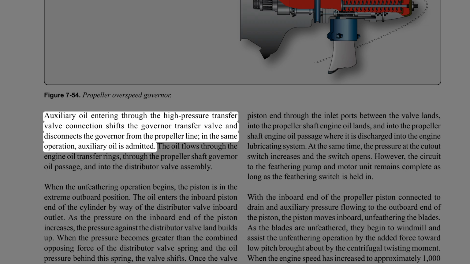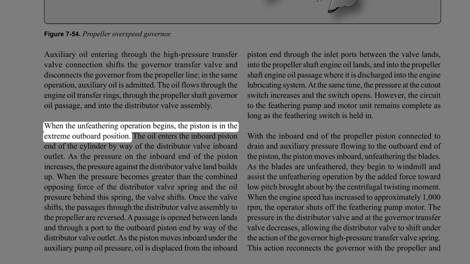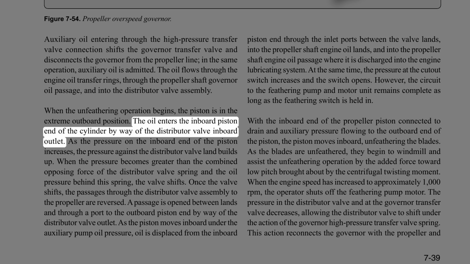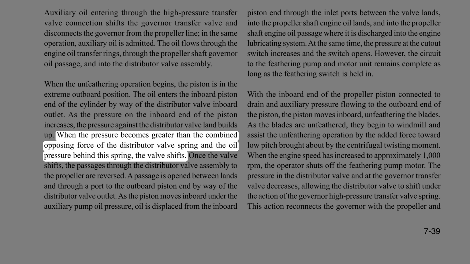In the same operation, auxiliary oil is admitted. The oil flows through the engine oil transfer rings, through the propeller shaft governor oil passage, and into the distributor valve assembly. When the unfeathering operation begins, the piston is in the extreme outboard position. The oil enters the inboard piston end of the cylinder by way of the distributor valve inboard outlet. As the pressure on the inboard end of the piston increases, the pressure against the distributor valve land builds up. When the pressure becomes greater than the combined opposing force of the distributor valve spring and the oil pressure behind this spring, the valve shifts.